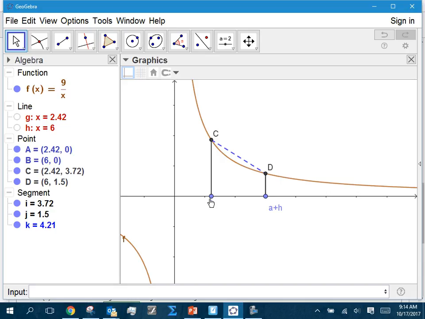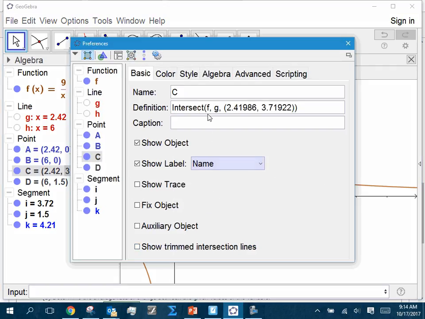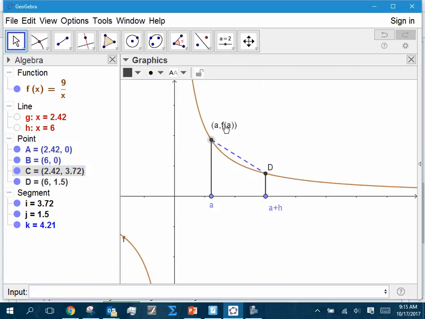So if this is A, and I'm interested in, that's the x value, and I'm interested in finding the y coordinate that goes with this. Hopefully you would recognize that that ordered pair up there would be A, comma, f of A. Does that make sense to everyone?